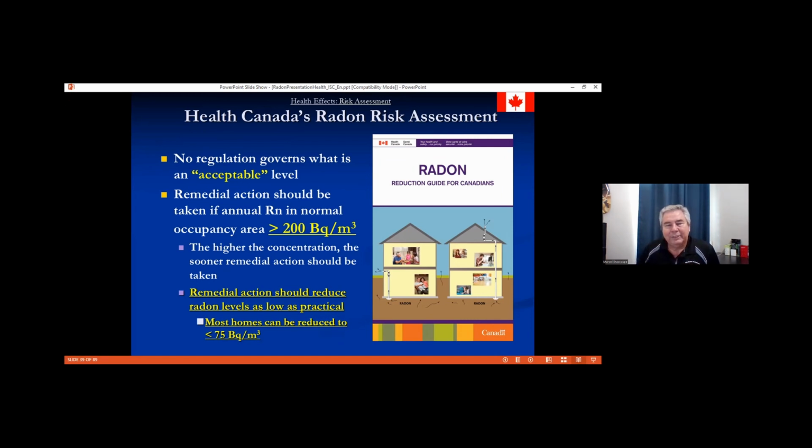When remedial action is taken to lower levels in a home that have excess levels above 200, typically, the techniques used nowadays can reduce those levels to way below 100, below 75.